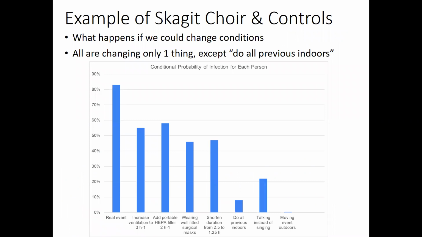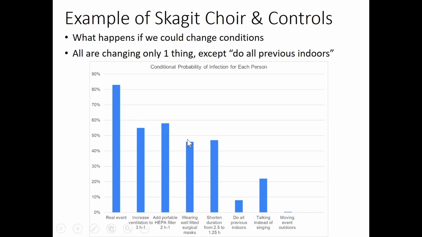Now an example of the things you can do with the tool before we go into more details. So for example, this is the Skagit choir, that we have fit, and in the real event, you have an 80-some% chance of transmission, right? But now we can say, what if? Once we have a model that works, there is nothing more practical than a good theory. Once you have a good theory, a good model that works, then you can say, what if we had done this? What if they had done that?